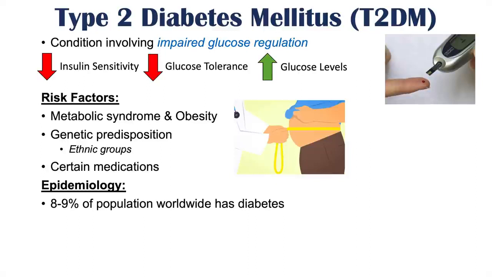Now, the epidemiology of type 2 diabetes reveals that it is a very, very common condition. 8 to 9% of the world population has diabetes. And out of this portion of people who have it, 90% of cases of diabetes is type 2 diabetes mellitus. So the other 10% would be type 1 diabetes.